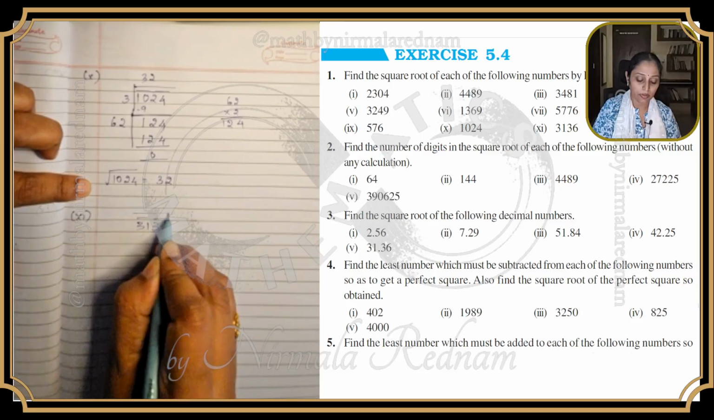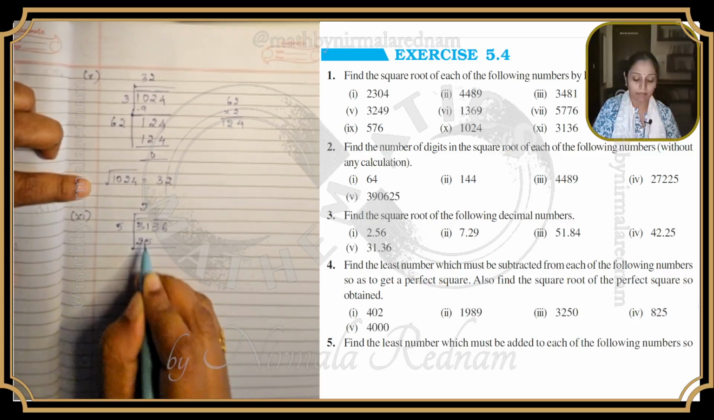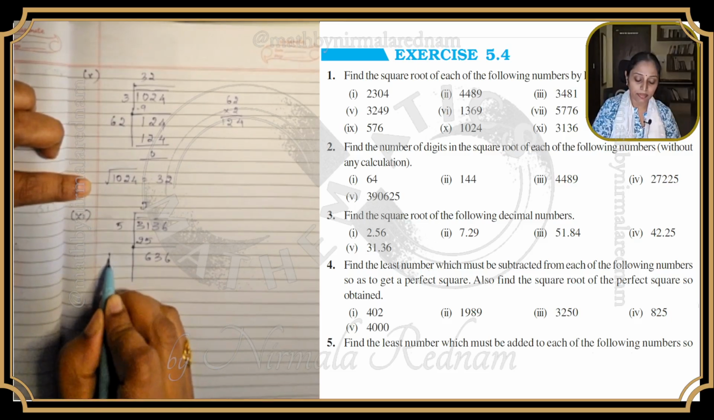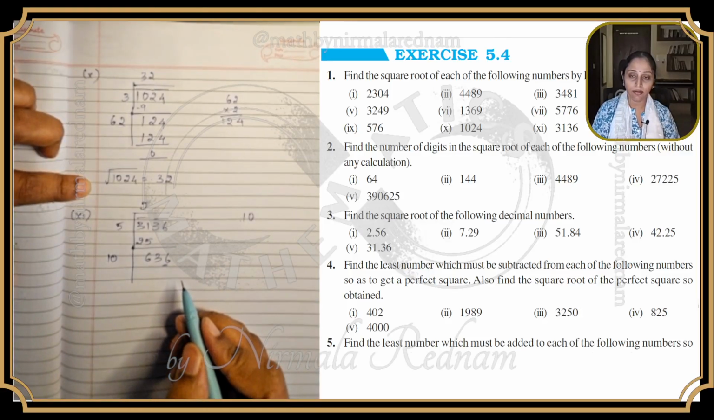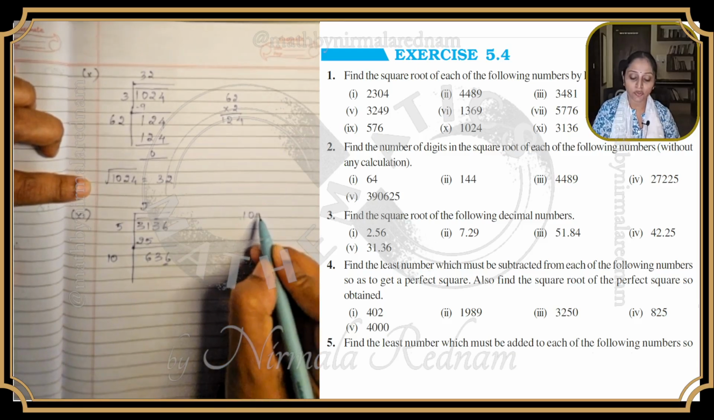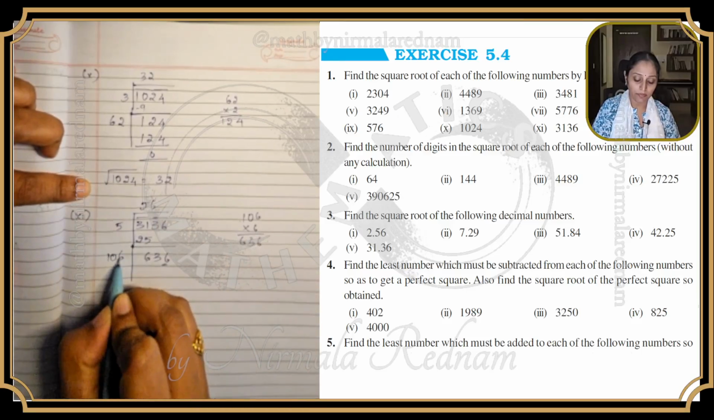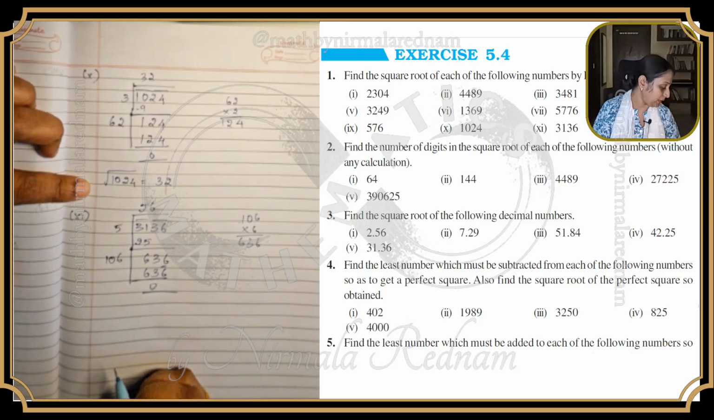3136. 5 square is 25. And when I subtract, I have 6 here. Double of 5 is 10. Now, because I have a 6 here, it's either 4 square or 6 square. And I have 600, so 6 should work. And clearly, it is working. The answer is 56, right?